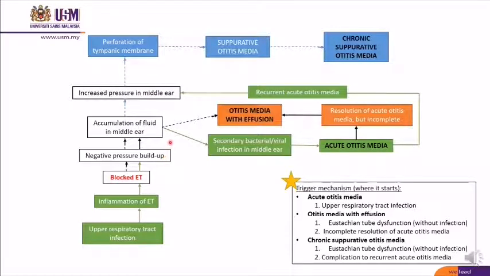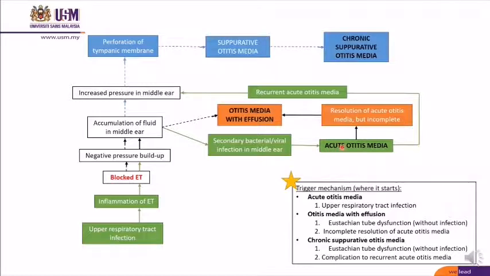Following that, the mucosal lining of the middle ear will continuously produce fluid, and without any drainage, this will lead to accumulation of middle ear secretions. In this environment, secondary bacterial or viral infection can occur, for example from Staphylococcus aureus or Streptococcus pneumoniae. They will infect the middle ear and cause acute otitis media.